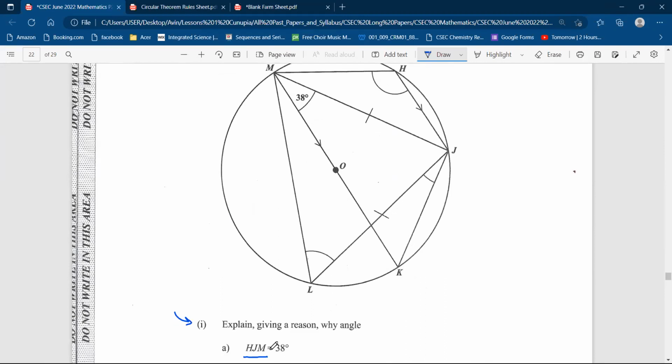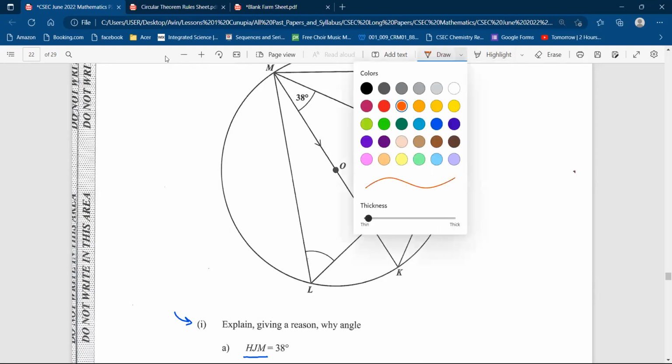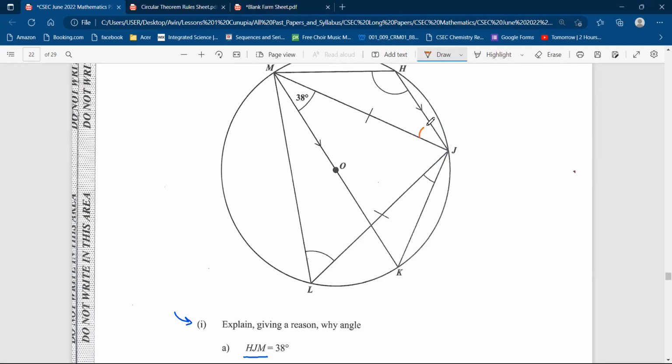It's actually very, very normal in maths to specify an angle with three letters. If it's HJM, what you have to do is trace the three letters, and it's always the middle letter. So H, we trace it to J, and then we go to M. So HJM is actually this angle over here, right?